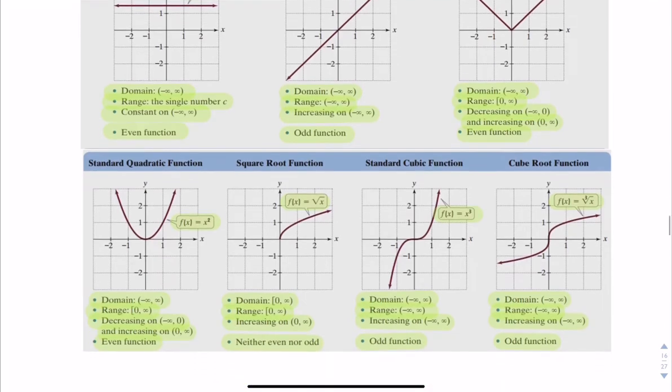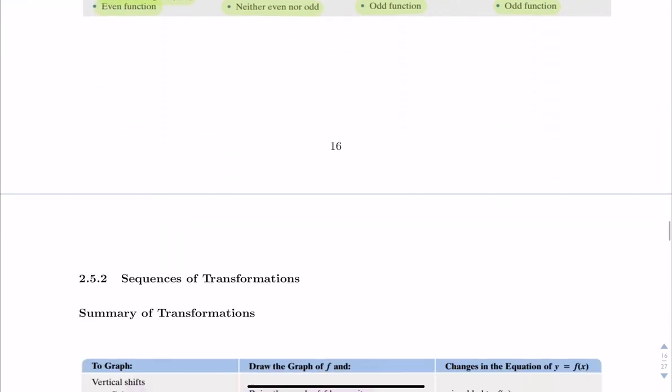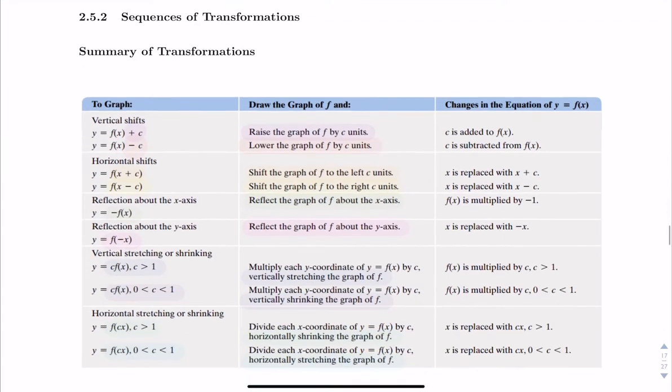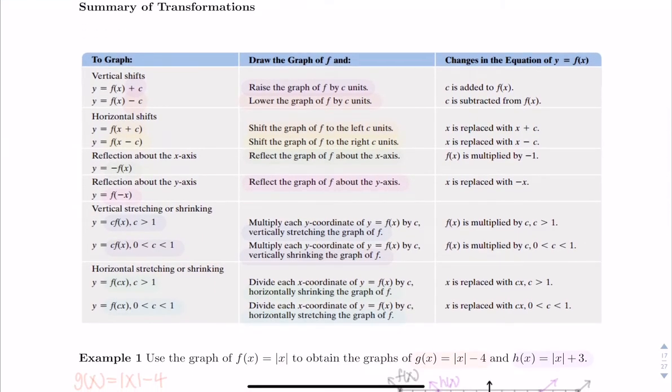Below is a summary of transformations. For vertical shifts, you're adding or subtracting a number that is not attached to the x. If it's plus c, that means you're raising the graph by c units, so you're moving up c units. And if it's minus c, that means you're shifting it down that many units. The c is outside of the x piece.